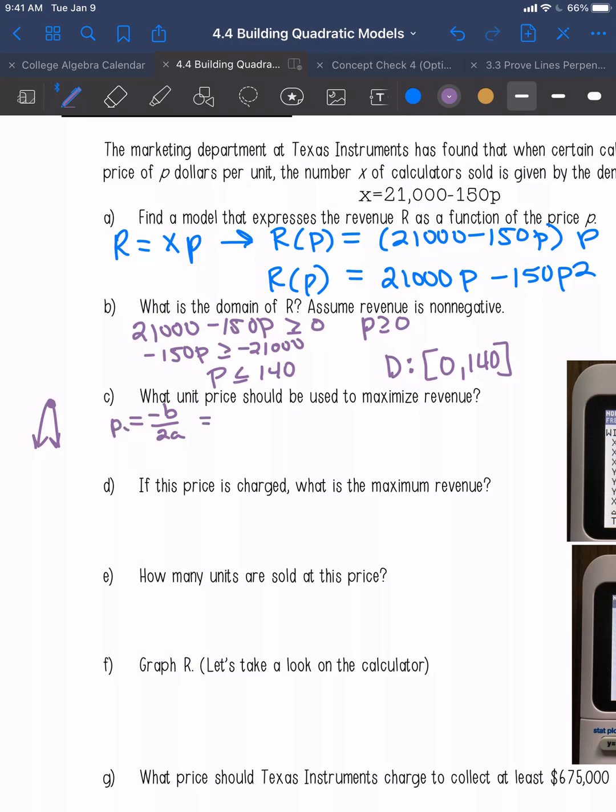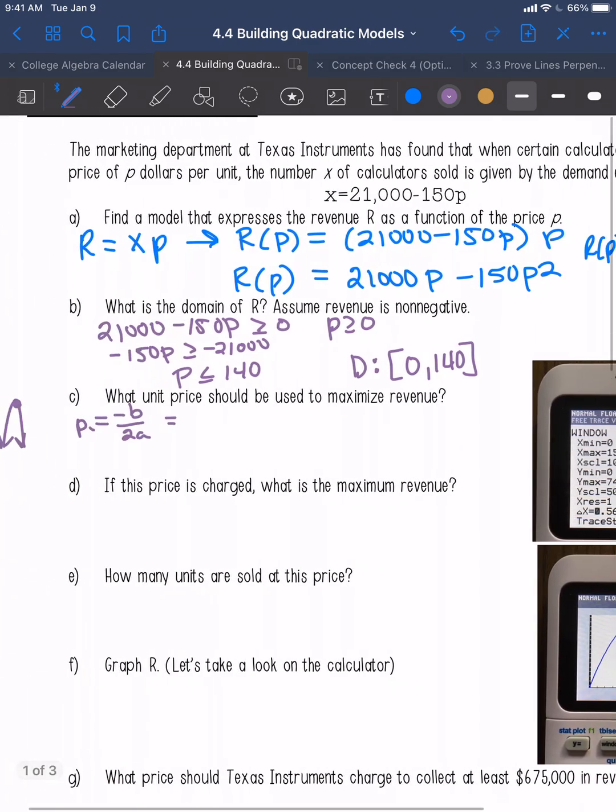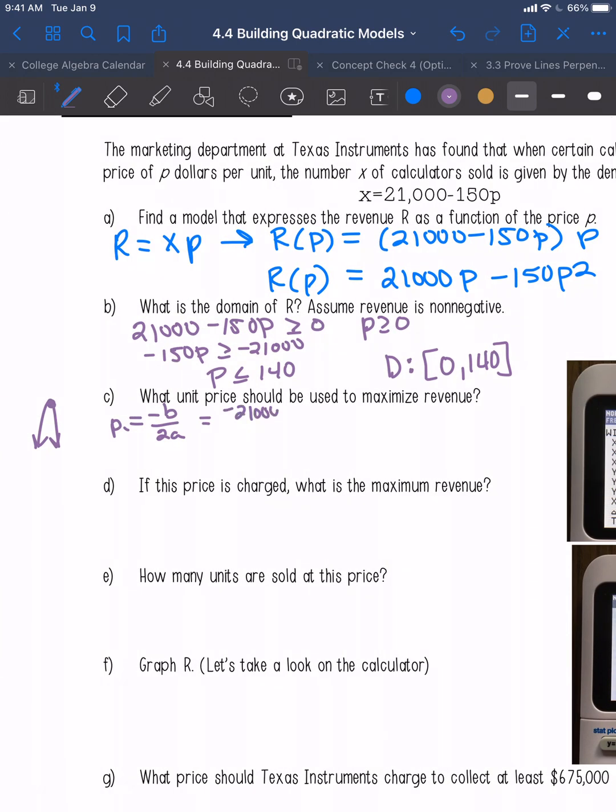So that is going to be negative 21,000 all over 2 times negative 150, and that is equal to 70. So the revenue is a maximum when P is $70. All right, so we will make the most money when our price is $70. If that price is charged, what is the maximum revenue? So now we're trying to find the Y value of our maximum there. So we're just going to find R of 70.